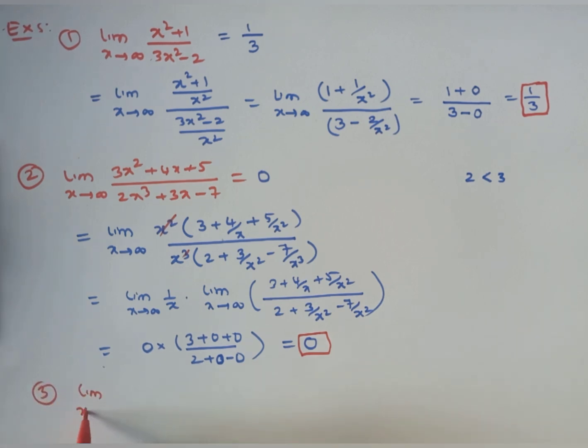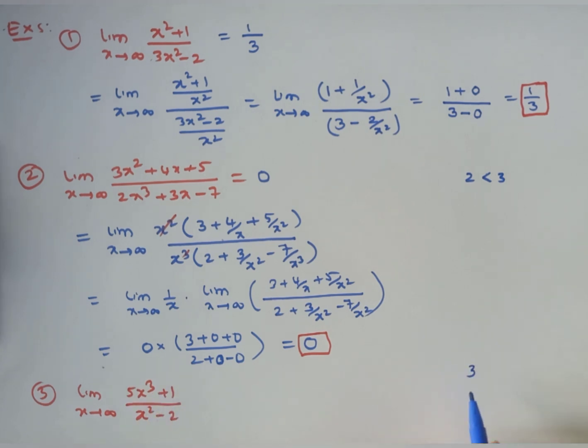Now the limit as x tends to infinity of (5x³ + 1) divided by (x² − 2). This is a limit at infinity, and it is a rational function. The degree of the numerator is 3 and the degree of the denominator is 2. So check the relation: 3 is greater than 2. The numerator degree is greater than the denominator degree. When that happens, the answer is directly plus infinity. For minus infinity, think carefully about whether the output should be written as plus or minus.